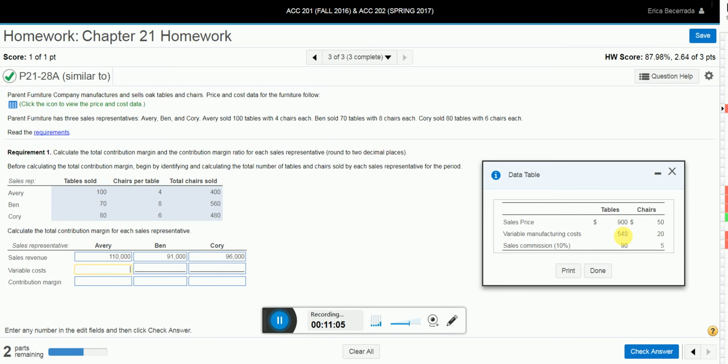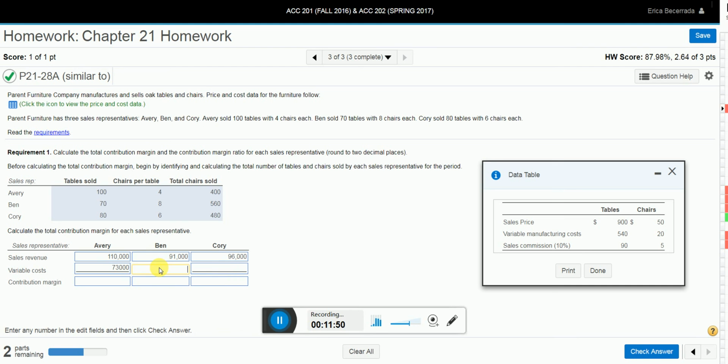So we're going to take the variable commission cost for each sales revenue and we're going to add it to the variable manufacturing cost, and that will give us the total variable cost for each sales representative. So for Avery, his variable commission cost is $11,000, and we're going to add that to his variable manufacturing cost, which is $62,000. And we get $73,000 as his total variable cost.